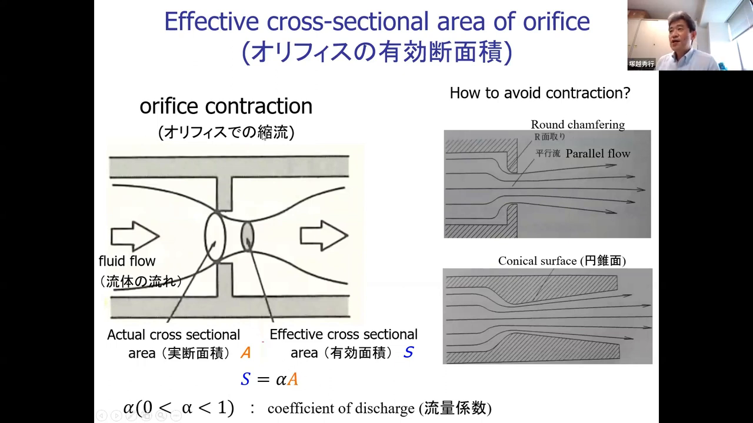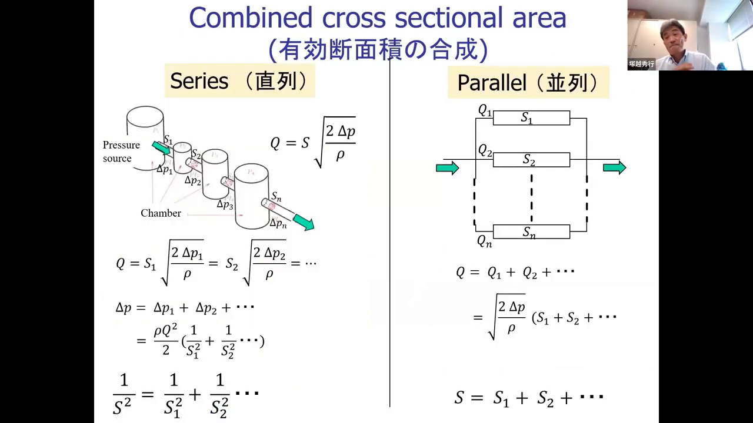So to neglect this contraction, one of the methods is to set the hole much more smoothly or much longer. But this design itself is very complicated. Therefore, this kind of loss is very difficult to neglect. And another thing. So using these equations, Q is a flow rate and S is a cross-sectional area, and this is the pressure difference between the input and output.